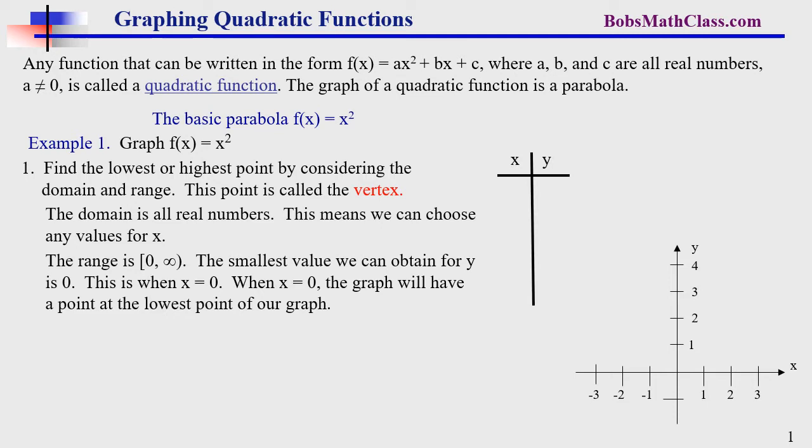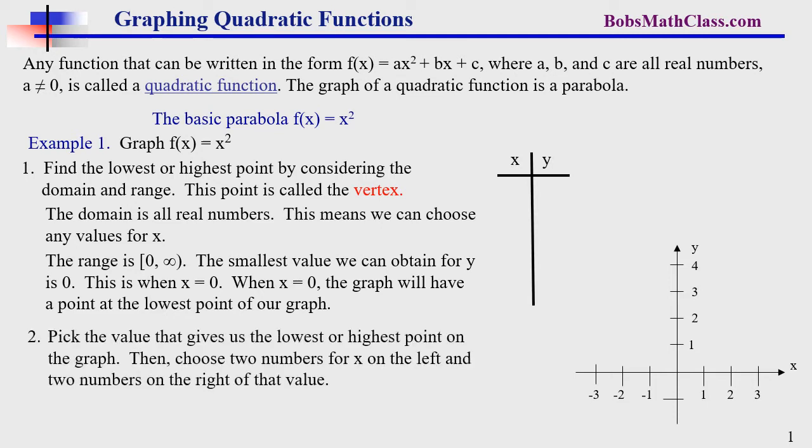So this is going to determine the points that we're going to choose. We're going to pick the value that gives us the lowest or highest point. In this case, it's 0. And then we pick 2 points to the left and 2 points to the right. So 0 is going to go in the middle of our table. And then what's to the left of 0? Right, -1 and -2. And then what's to the right of 0? 1 and 2. So those are the numbers that we're going to plug into this function to get the y values. You could use a calculator or do it by hand.